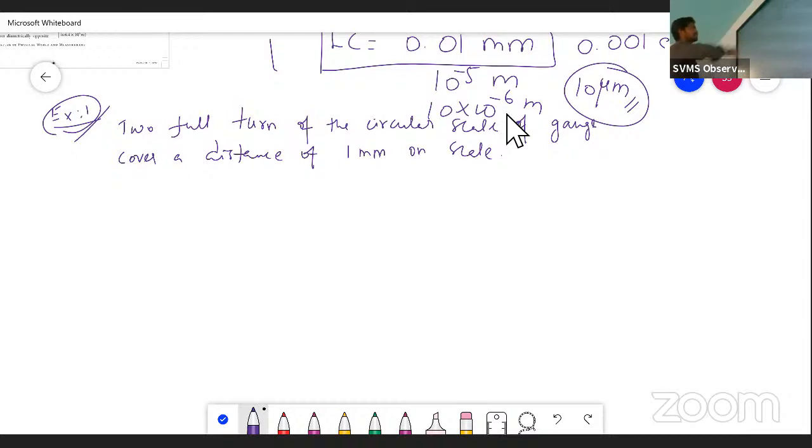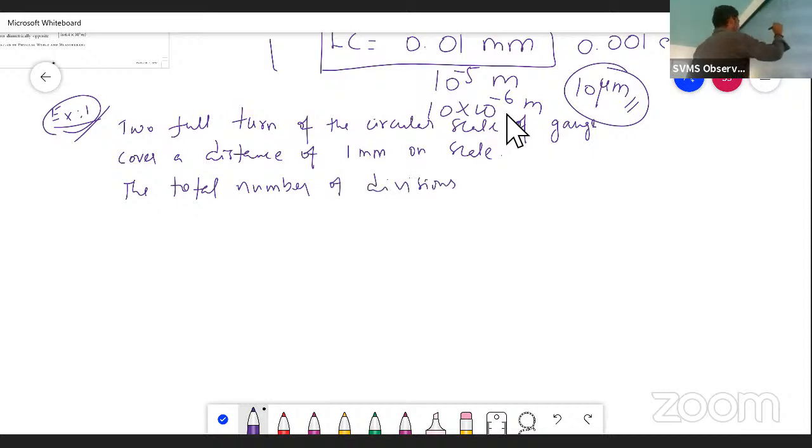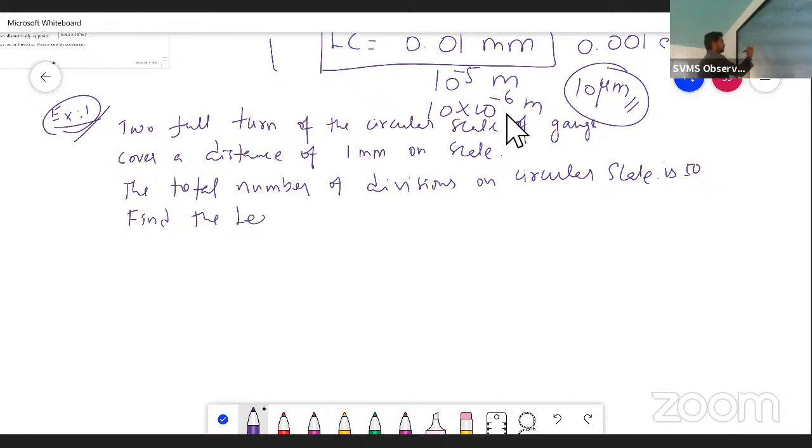Two full turns of the circular scale of a gauge cover a distance of 1 millimeter on the scale. The total number of divisions on the circular scale, suppose its scale is 50. Find the least count. We calculate this. So what is the question?